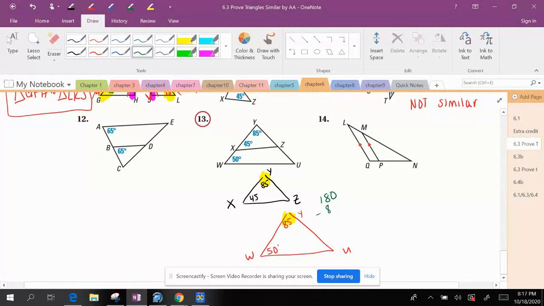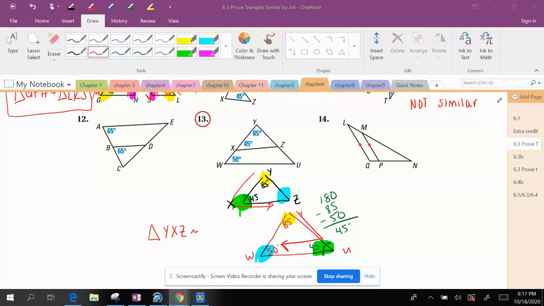So the only math that we're doing in this section is to subtract 180, minus 85, minus 50. I get 45. So that means this angle and this angle are congruent. Let's use my colors because it makes things easier. So that means that third angle has to be congruent. They have no choice. So my similarity statement, I'm going to start at yellow, go to green, then blue. Y, X, Z is similar to yellow, green, blue, Y, U, W.